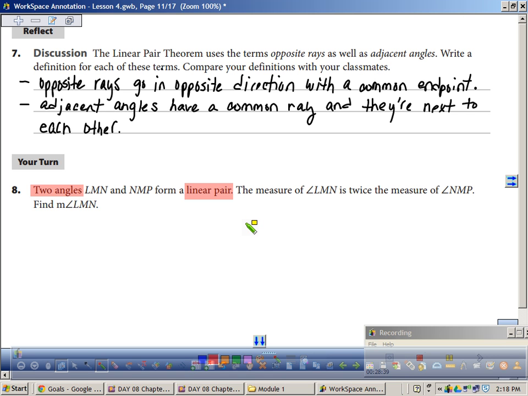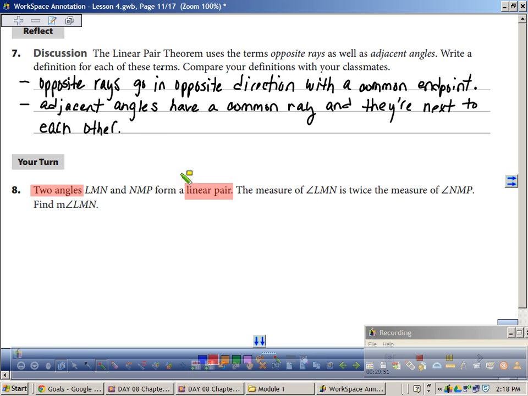Fantastic. You're missing one piece. One important piece. You might as well have told me exactly what I want to know, but in a different way. They're supplementary. What does that mean? That's what I want to hear. They add up to 180 degrees. So a linear pair adds up to 180 degrees. So, two angles, they're a linear pair.